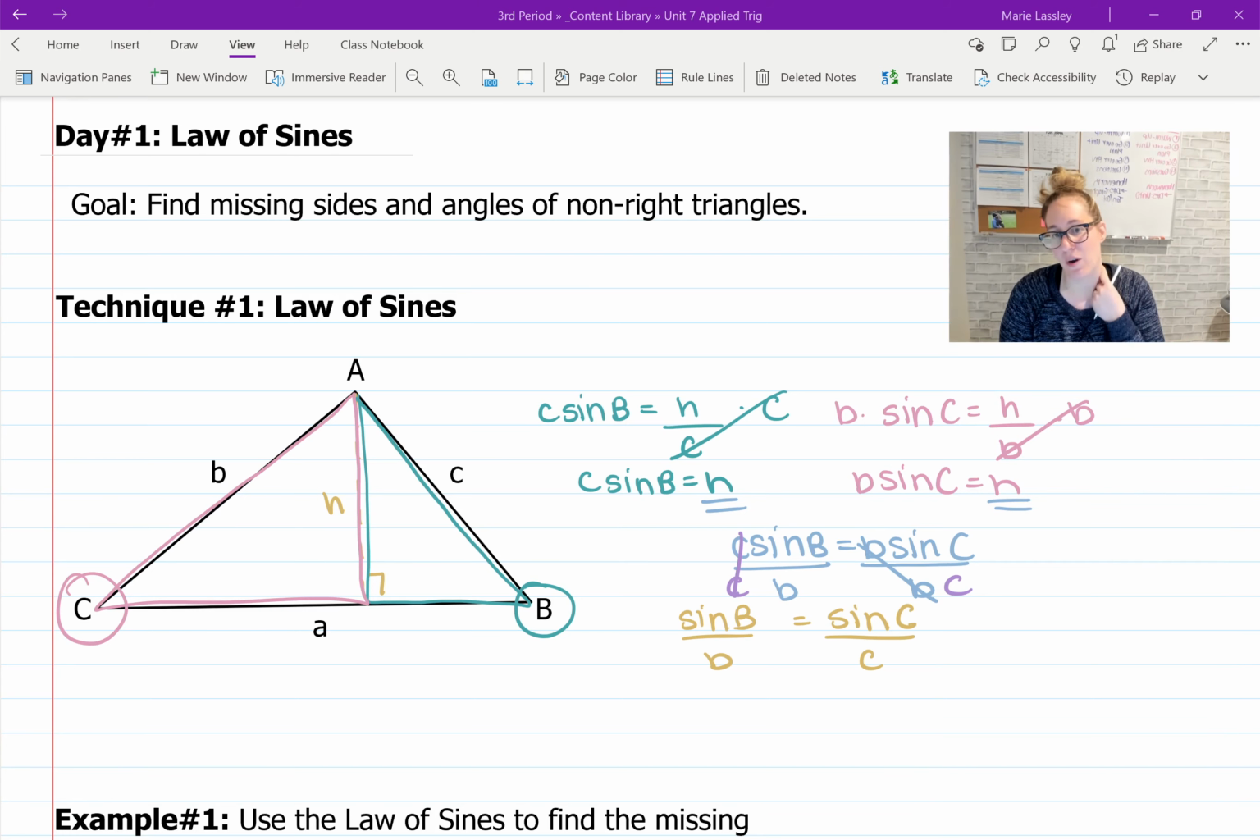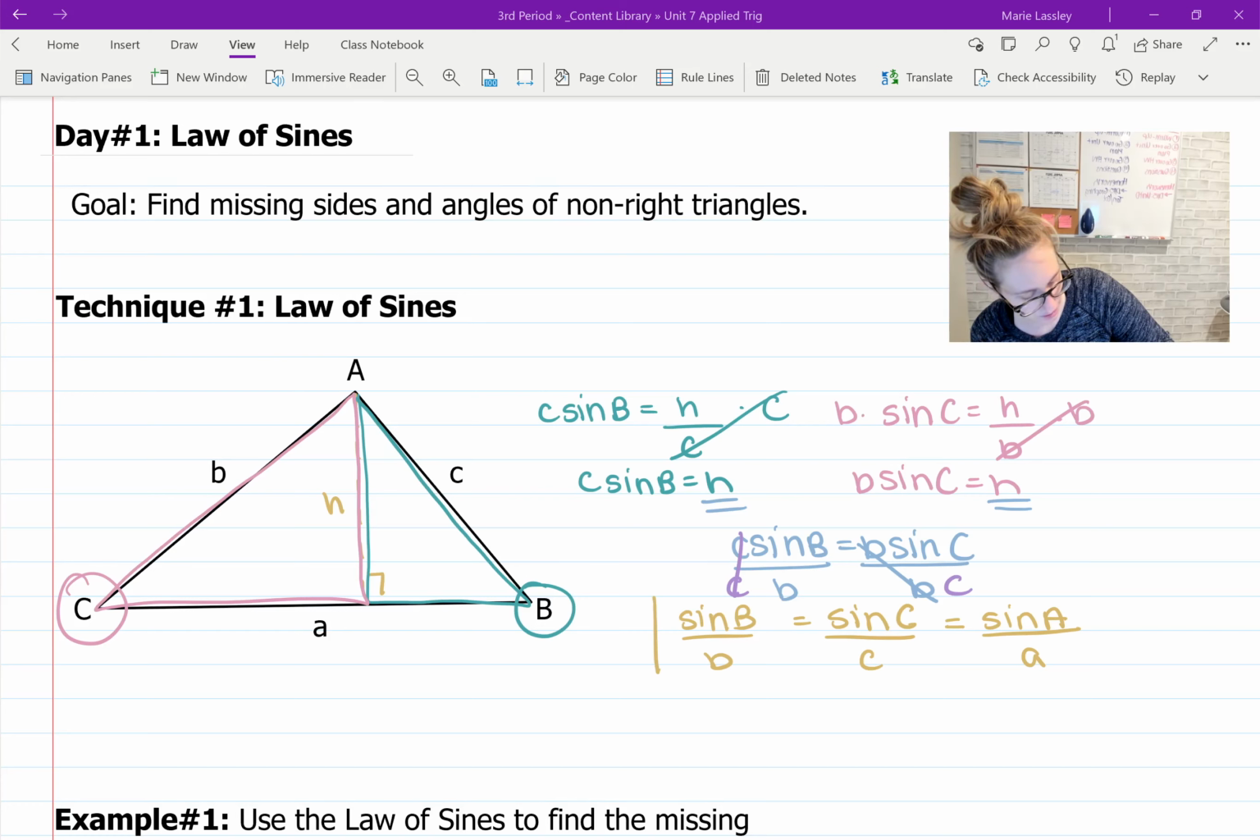Now, you're probably wondering, what about angle A? Well, angle A works the exact same way. We could turn the triangle sideways and do angle A also, but we don't need to. The ratio is the same, so sine A over side A. So this right here is your law of sines.